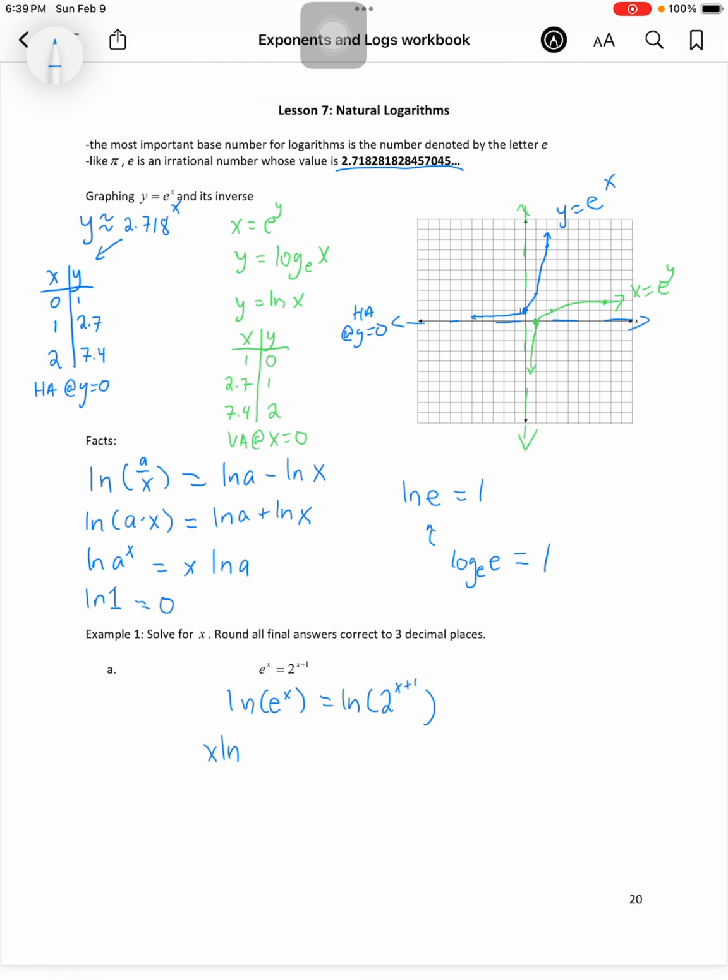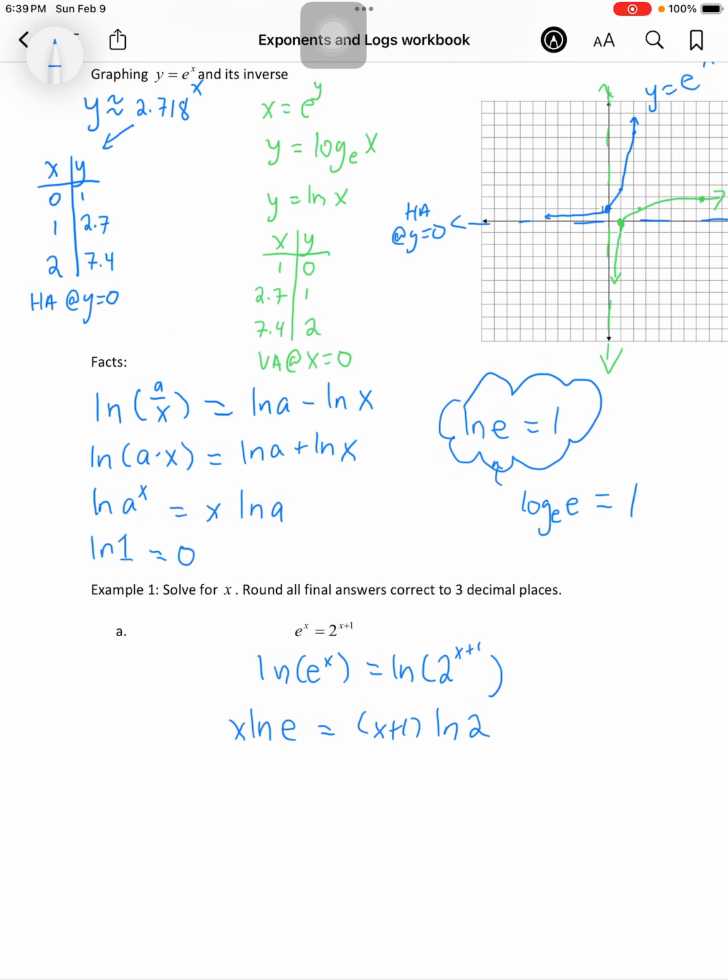Now we just do our power law and move all our exponents to the front. So x ln e equals bracket x plus 1 ln 2. One thing I want to note here: a lot of students tend to divide both sides by ln e to isolate. You can do that, but that's a waste of time and space because ln e, as we saw earlier, is just equal to 1. So realistically, this is just x times 1, because of the rule we saw earlier. I'm just going to draw a little arrow so you know what happened.